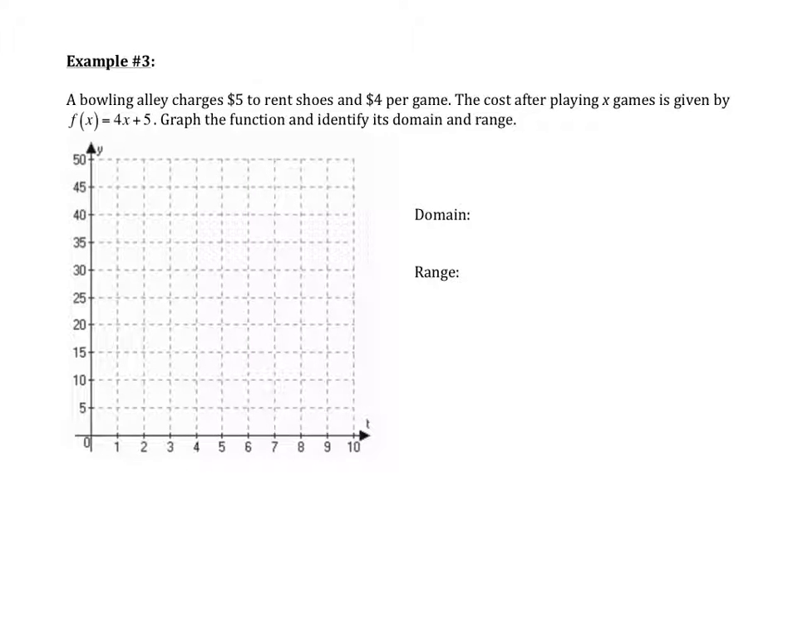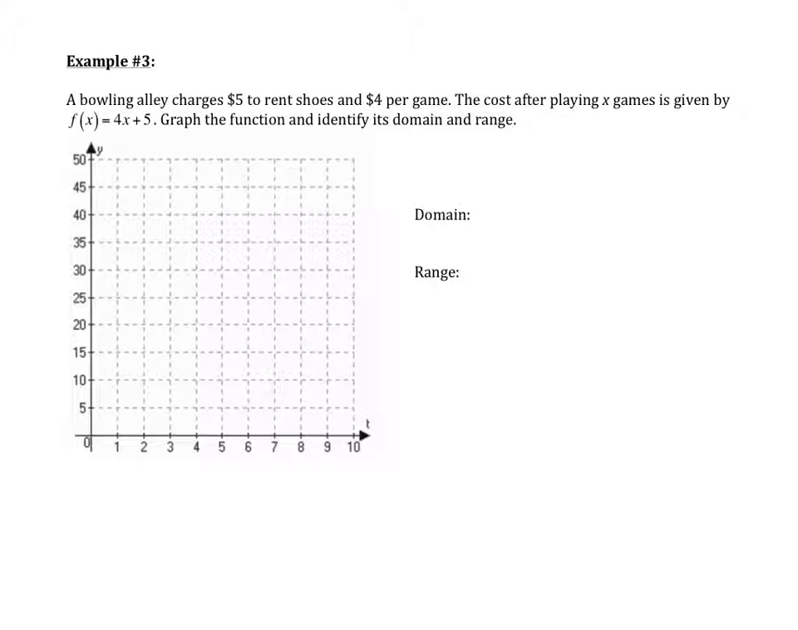Example number 3, a bowling alley charges $5 to rent shoes and $4 per game. The cost after playing x games is given by f of x equals 4x plus 5. This makes sense because we are charged $5 no matter what, so $5 right off the bat, and only one time we're charged that $5. Then it said $4 per game. Now remember, the word per means to multiply. So I take 4 times the number of games that I'm playing plus the $5 shoe rental fee.